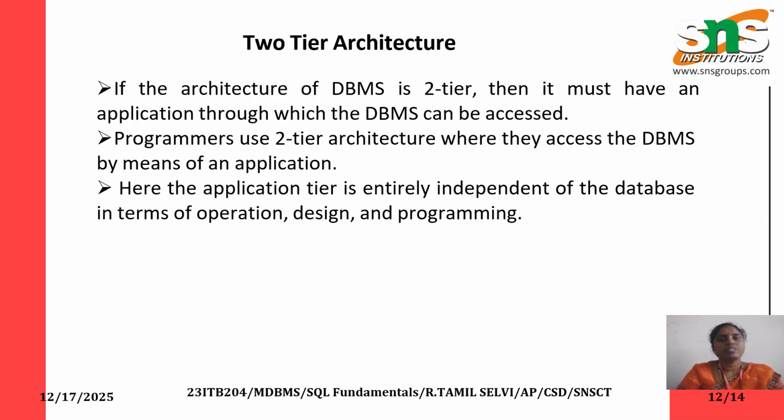Commonly used in client-server systems, the application is independent of the database. In the two-tier architecture, the DBMS must have an application through which it can be accessed. So basically, the application is entirely independent of the database in terms of operation, design, and programming. Programmers can use the two-tier architecture where they access the DBMS by means of an application. As I said earlier, the application is independent of the database.